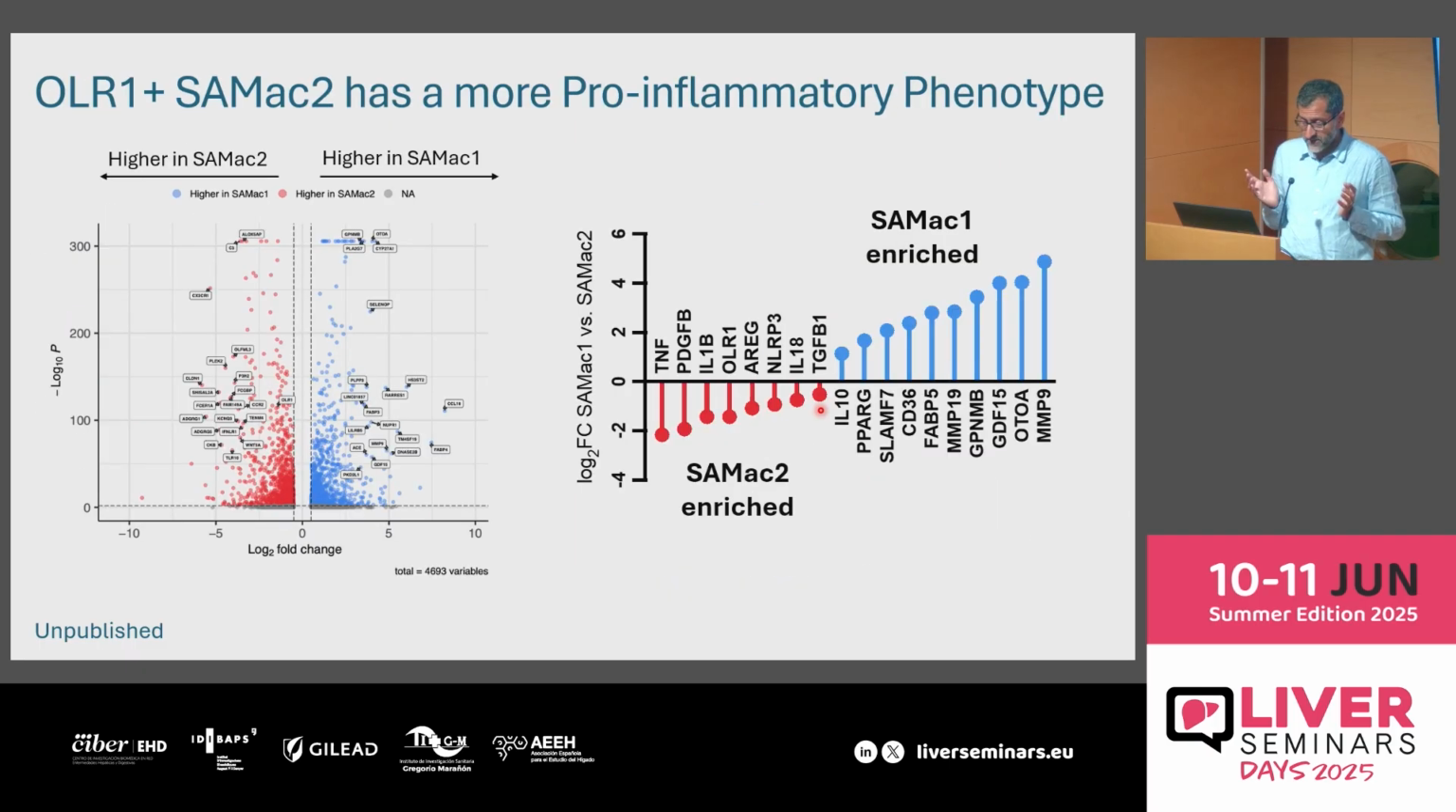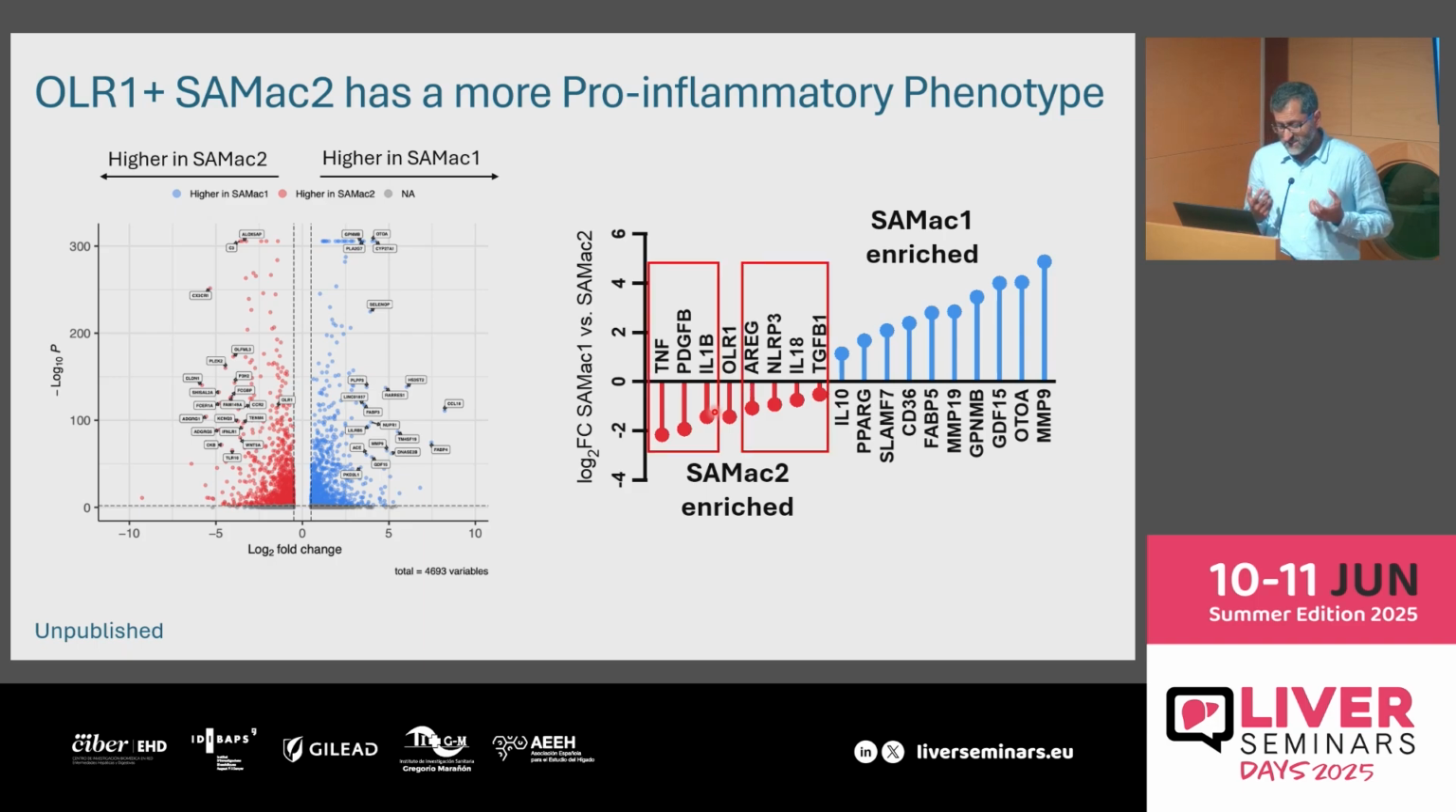So if we go back to the macrophages, what we wanted to know is, what are the differences between these two different types of scar-associated macrophage? If we do a differential expression analysis just between these two populations, we find there are a lot of differentially expressed genes between the two. If I draw your attention to the right here, the particular interest was in inflammatory and fibrogenic mediators.